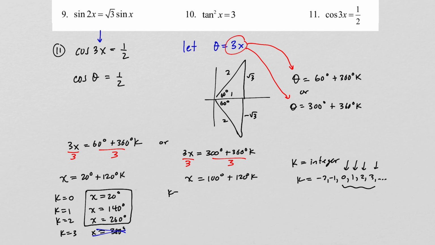And then we do the same thing for the other solutions. If k equals 0, we get x equals 100. If k equals 1, we get 220. And if k equals 2, we get 340. And those are our 3 solutions for that one. And so in total, we have 6 solutions.